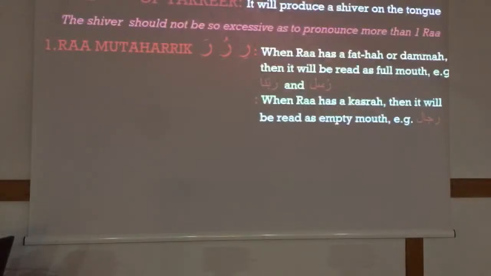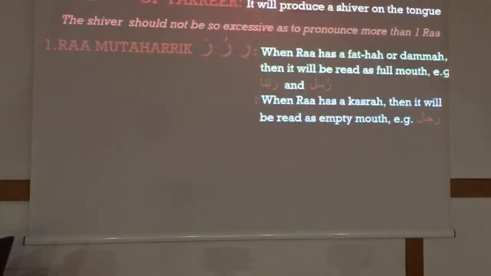When it's a fatha or a dhamma, the ra, remember, each time I'm reading this letter ra, I'm paying a lot of attention to making sure I'm not doing the shiva too much. I want us all to keep this in mind as well. We don't want to be reading like the English letter ra or ra. No, in the middle, just that slight shiva. So back to this first case: when it's a fatha or a dhamma on the ra, then the ra will be read full mouth.